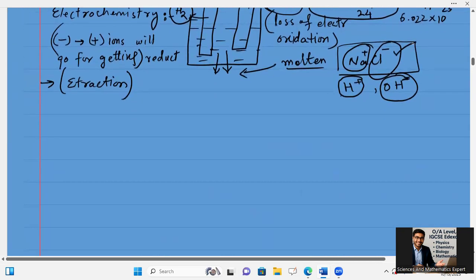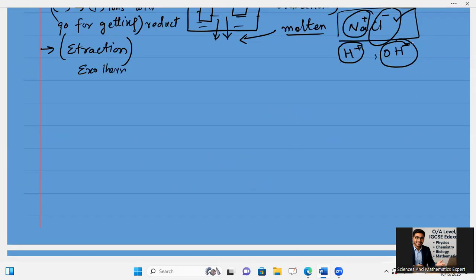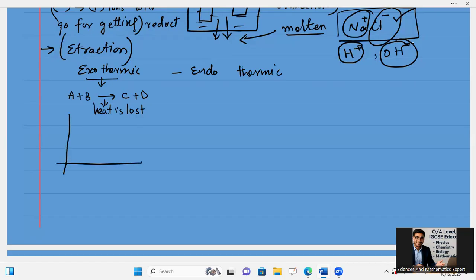After that, I will have to go for chemical energetics. Chemical energetics is basically directly related to exothermic and endothermic reactions. Exothermic reactions are those where reactant A reacts with reactant B to produce products C plus D, and heat is lost. For example, I am showing this in the form of an energy diagram.